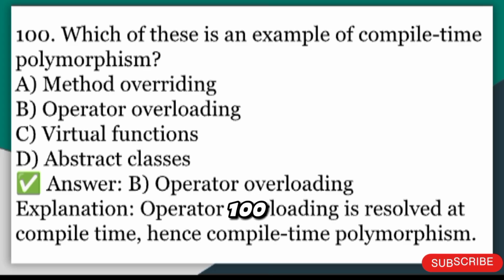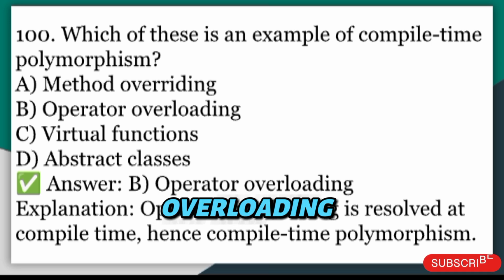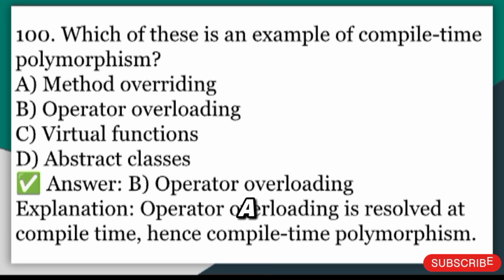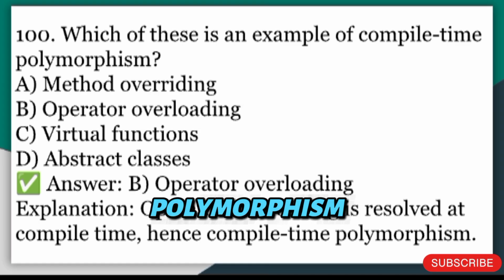Question number 100. Which of these is an example of compile time polymorphism? So the right option is B, operator overloading. Explanation: operator overloading is resolved at compile time, hence compile time polymorphism.